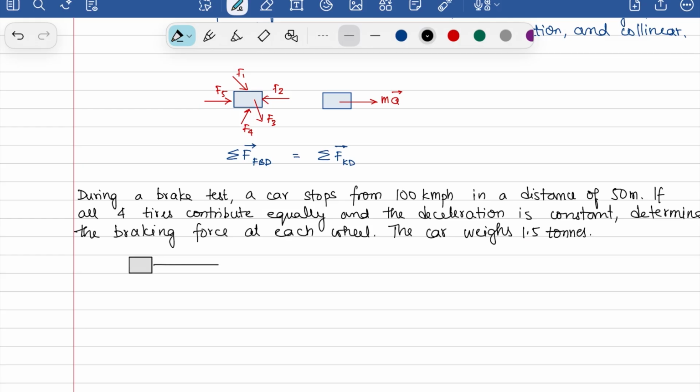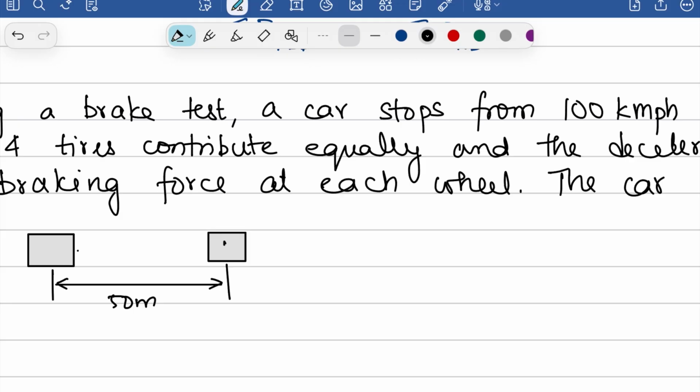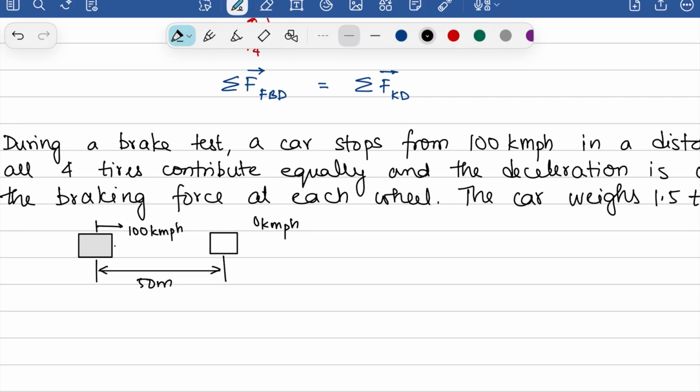This here is a car over a distance of 50 meters. It comes to a stop. Initially it had a speed of 100 kilometers per hour, and finally it has a speed of 0. How do you find the acceleration here?